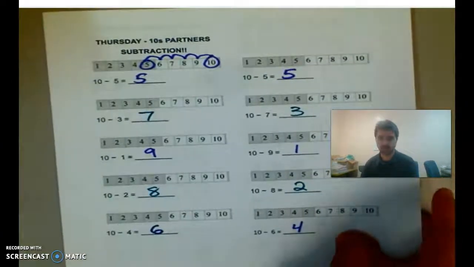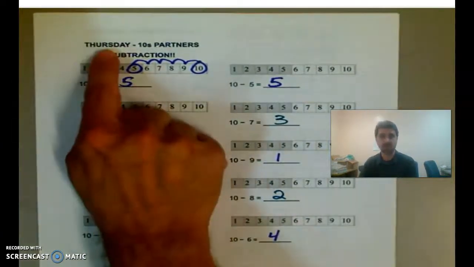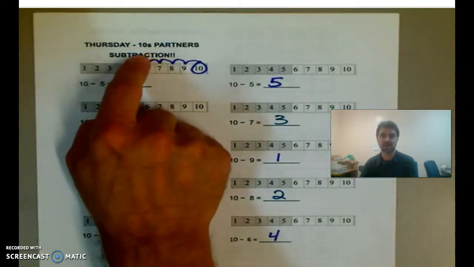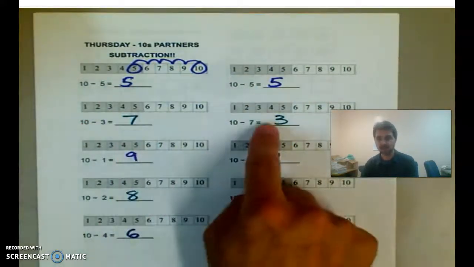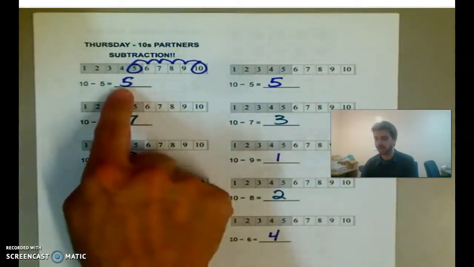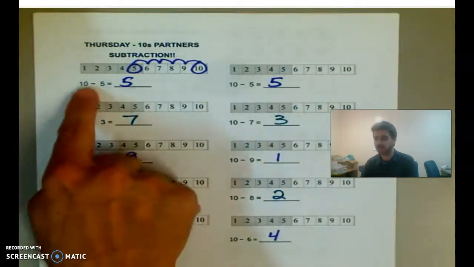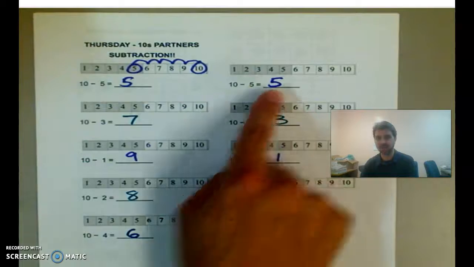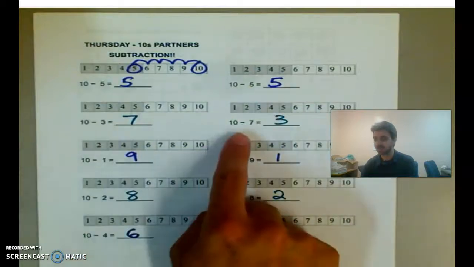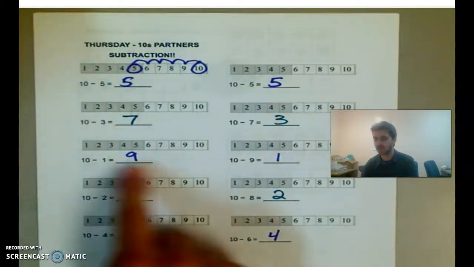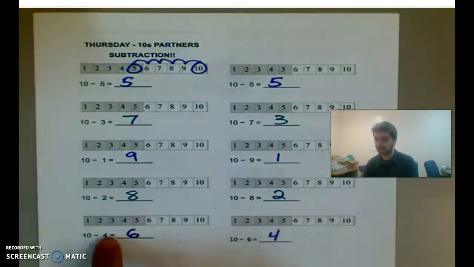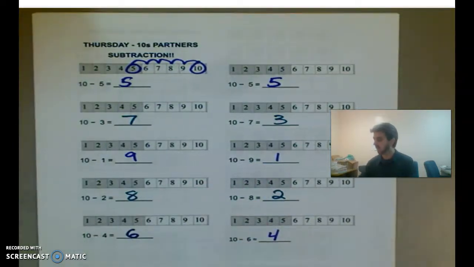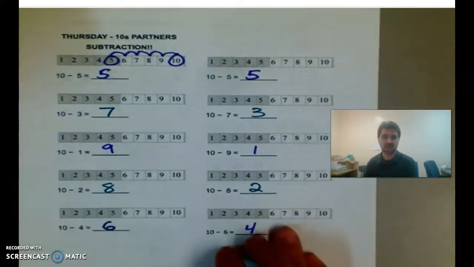I would like you to take out what you did yesterday with your Thursday tens partner subtraction. Okay, and I did this on purpose. Did you notice what I did? I have 10 minus 5 and 10 minus 5. I have 10 minus 3 and 10 minus 7. 10 minus 1 and 10 minus 9. 10 minus 2, 10 minus 8, 10 minus 4, 10 minus 6. So what did I do, boys and girls? What am I trying to get you to see?